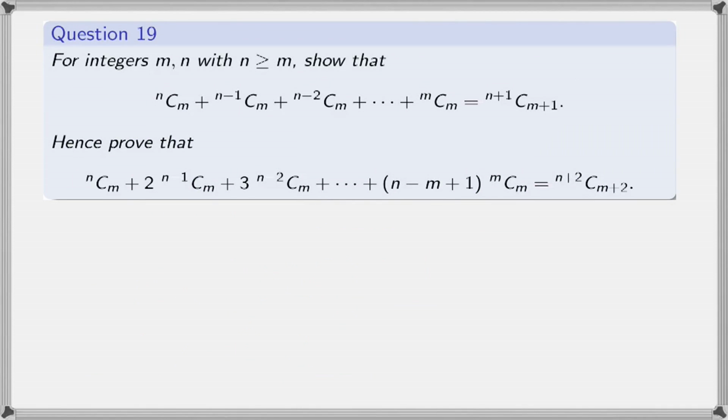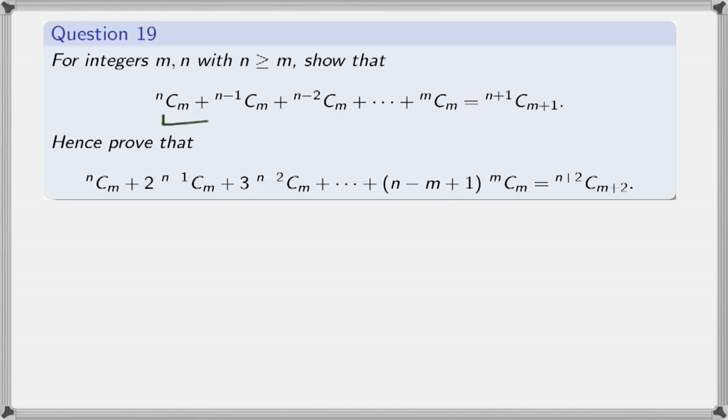We now look at the following question. For integers m and n with n bigger than or equal to m, we want to show that nCm plus (n minus 1)Cm plus up to mCm is equal to (n plus 1)C(m plus 1). Using that, we shall show nCm plus 2 into (n minus 1)Cm plus 3 into (n minus 2)Cm plus up to (n minus m plus 1) into mCm is equal to (n plus 2)C(m plus 2). Let us begin with the first part of the problem.